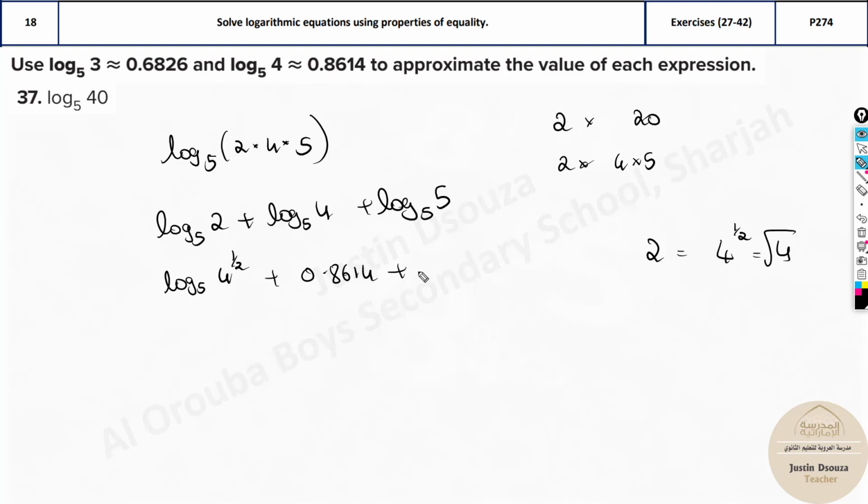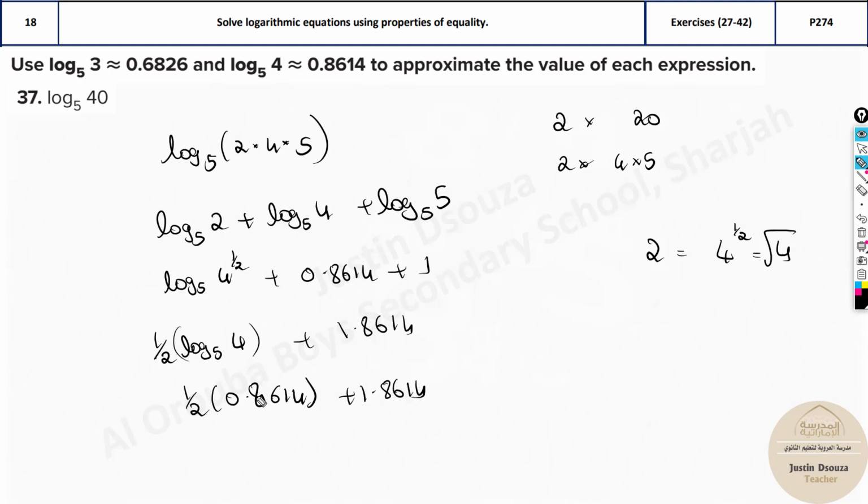0.8614 plus, what is this? It's 1. Now this power is the coefficient of the log. So it will become half log base phi 4 and plus 0. Now add this up. It will be 1.8614, and now we know half of log base phi 4 is given to us: 0.8614 plus 1.8614. You can put this in a calculator.